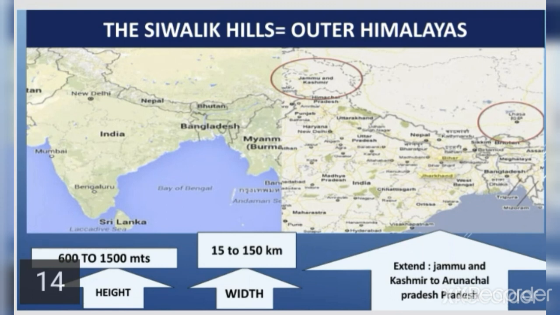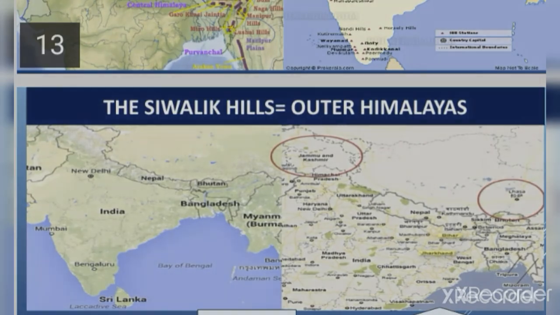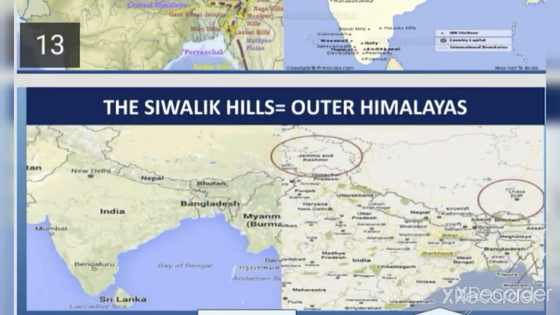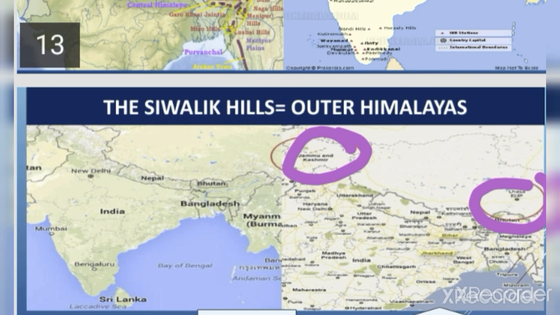The Shivalik Hills is known as the Outer Himalayas, and they are the lowest range of the Himalayas with a height of 600 to 1500 meters and width varying from 15 to 150 kilometers. It extends from Jammu and Kashmir in the west to Arunachal Pradesh in the east.